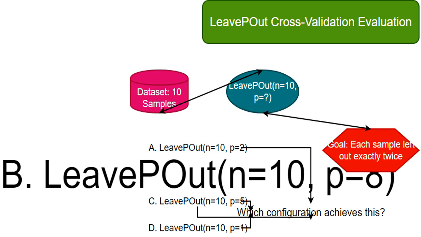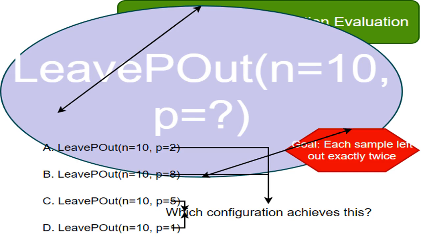This implies that only one sample is omitted at each iteration. While simple, will each of the 10 samples get to be left out exactly twice? Let's investigate. This option involves leaving out 8 samples per test. Intriguingly, this is mathematically equivalent to leaving out only 2. Is this the solution? Let's examine it more deeply.